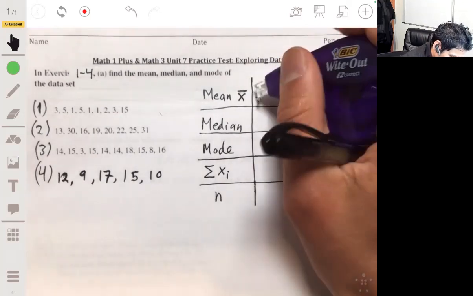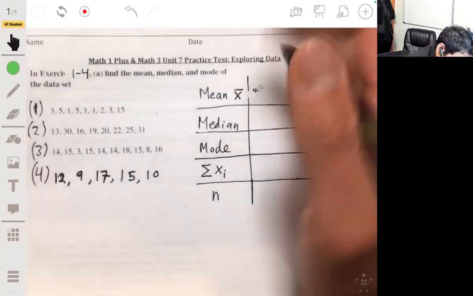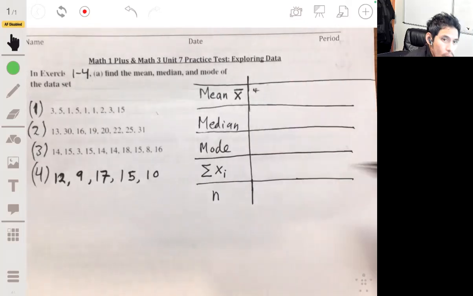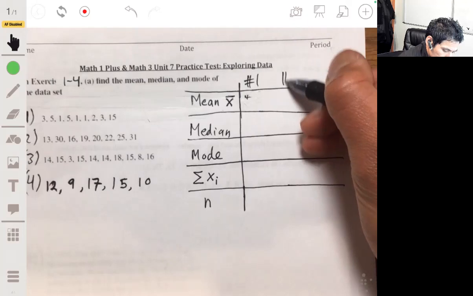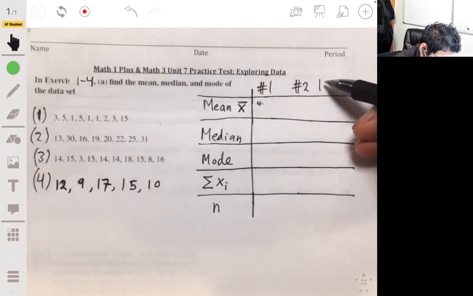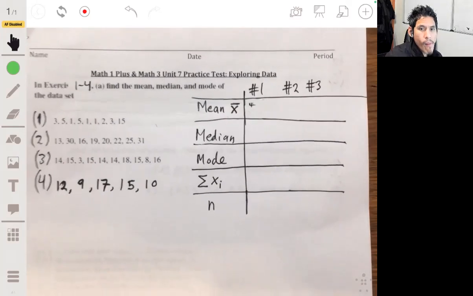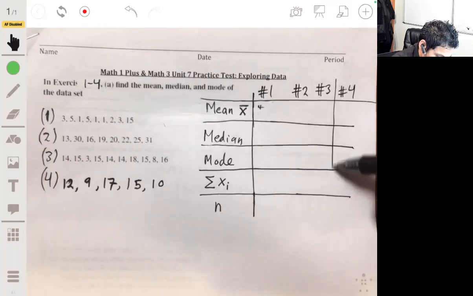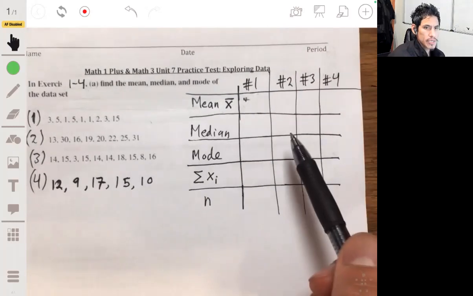Problem one. I messed up, that's not it. Let's erase this with the whiteout. And above that, problem one, problem two, 3, and problem 4. Okay.